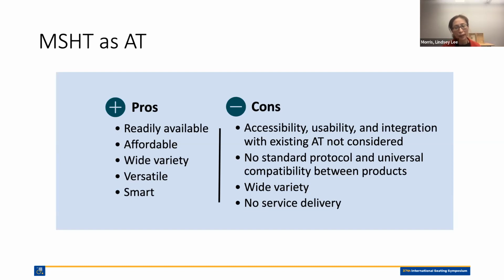You can easily buy it anywhere, Amazon, Best Buy stores, and it's affordable. They're getting cheaper, and there's a wide variety. Every day there's new technology appearing in the market, and with the recent CES, we see a lot of new products as well. It's versatile because they're not just supporting environmental control. Like I mentioned, a smart speaker could support communication, information seeking, and different kinds of IADL as well. And they can be really smart.